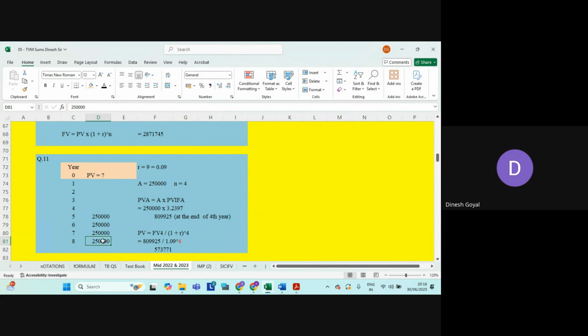Right now? Yes. So now what you have to do is we will use rate of interest is given 9%. Annuity is given and number of annuities 4. So we will use the formula of PVA and first find the value of that with the help of the normal formula. So you will get that 8,09,925, right? Yes, sir.